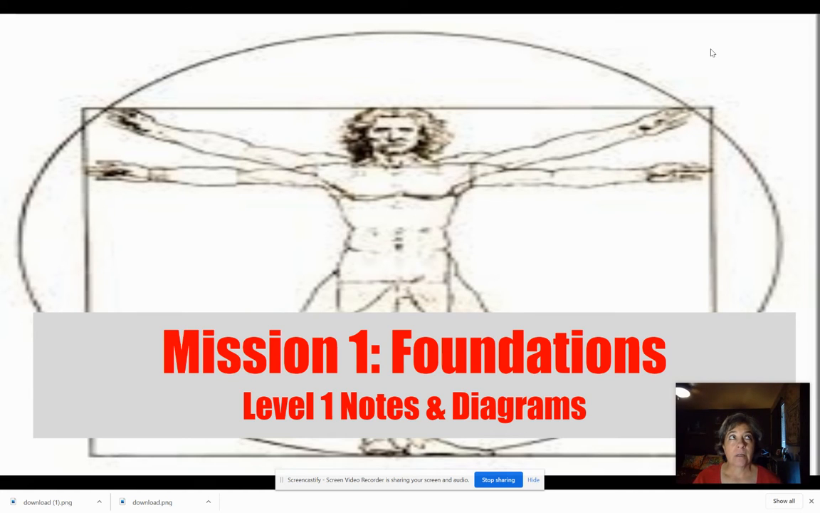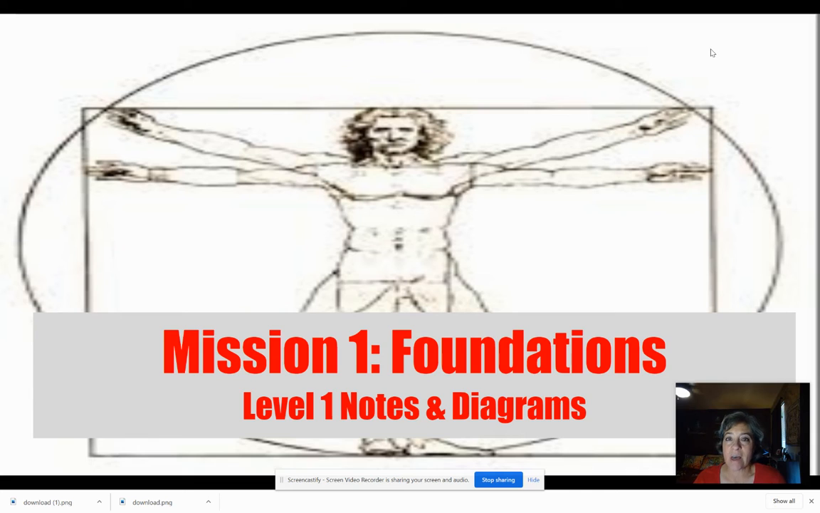They are used worldwide, just like the science words are so weird because they're based on Latin. That's because everybody needs to have a universal language when they're talking about science and in particular the human body. And so that's what we're going to learn in this mission, and that's why it is called Foundations.